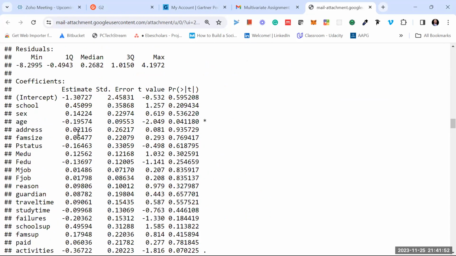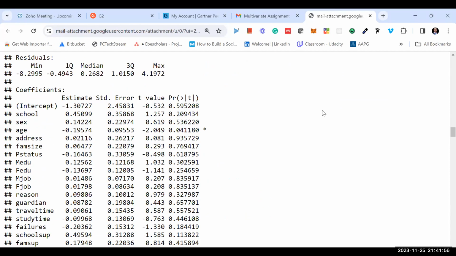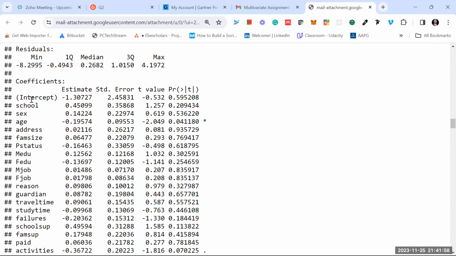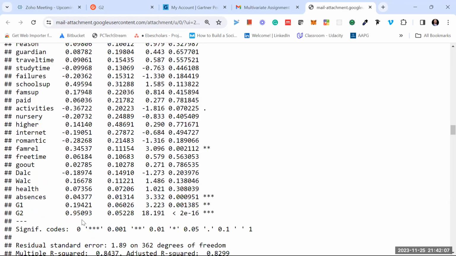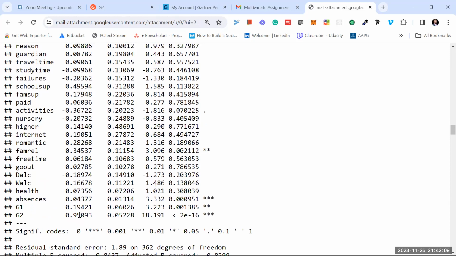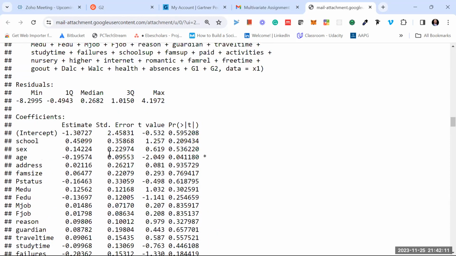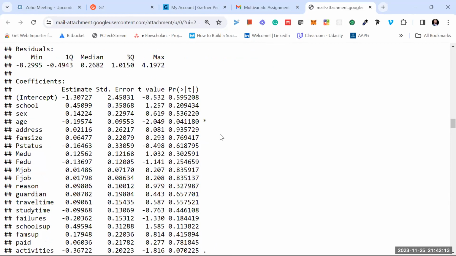The intercept, all right, we have 10 more minutes by Zoom. Fortunately, this thing is running so fast. So the intercept of the model here is minus 1.3. These are all their respective coefficients, but that is not as interesting as what we want to see.